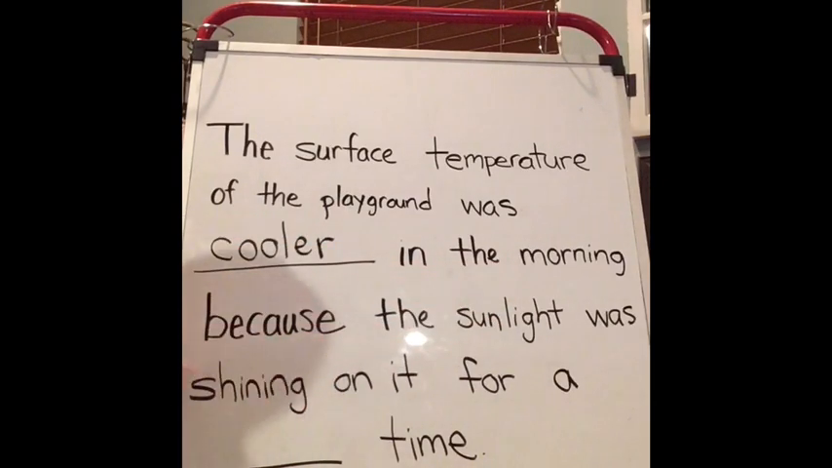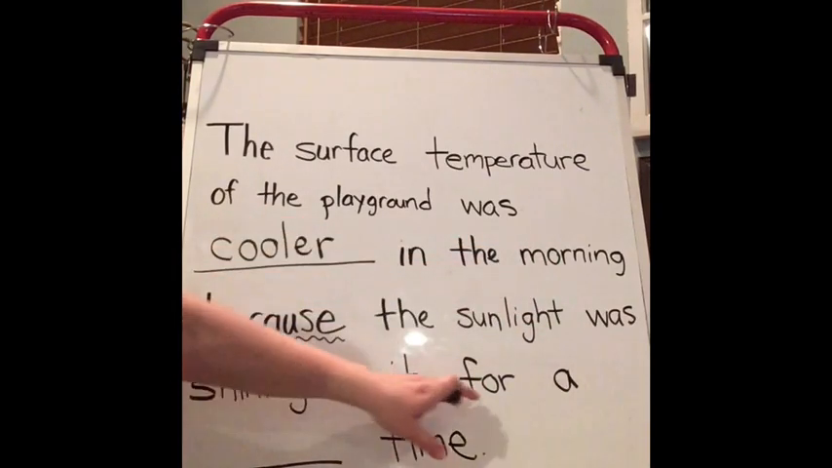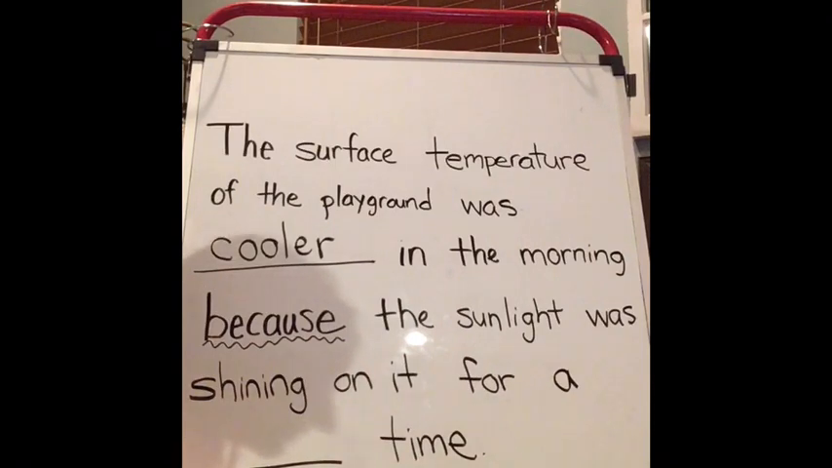Then we have this word because, and that's going to help us explain why this was happening up here. So what was the cause? The cause was the sunlight was shining on it for a what? A long time or a short time? A short time, because this was the morning. So we have the effect that the playground surface temperature was cooler in the morning because, and the cause, the sunlight was shining on it for a short time.